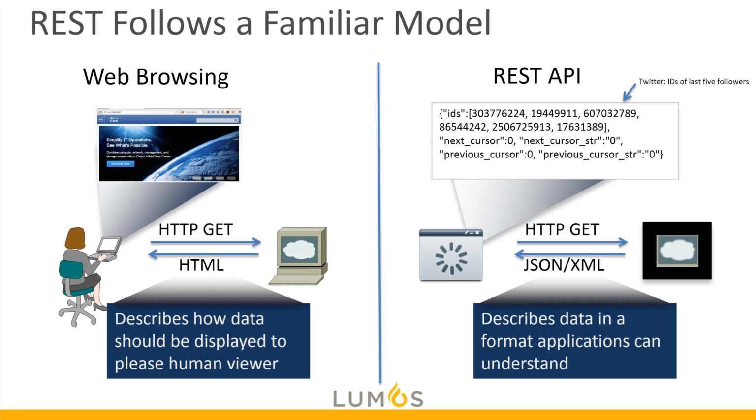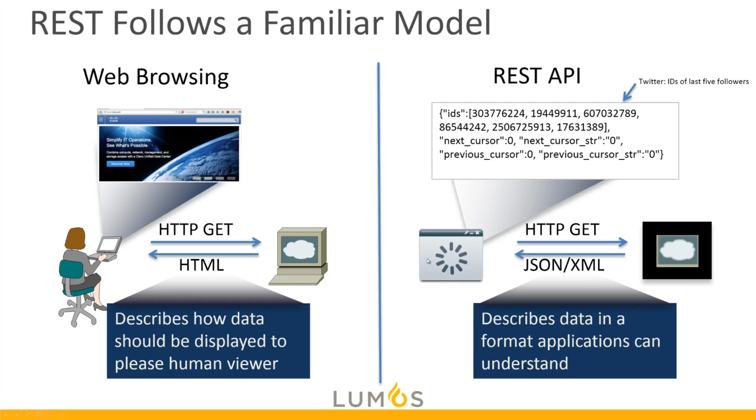So REST follows a very familiar model, something you're already familiar with. So for instance, from the human side on the left, here's the human, and on the right is the computer or application. So on the left, we see an idea of web browsing, right? We launch our web browser and point it at Cisco.com, and that does an HTTP GET to Cisco.com, and it returns HTML, okay? Your browser knows how to interpret or render HTML so that your screen displays it in a human readable, human understandable format.